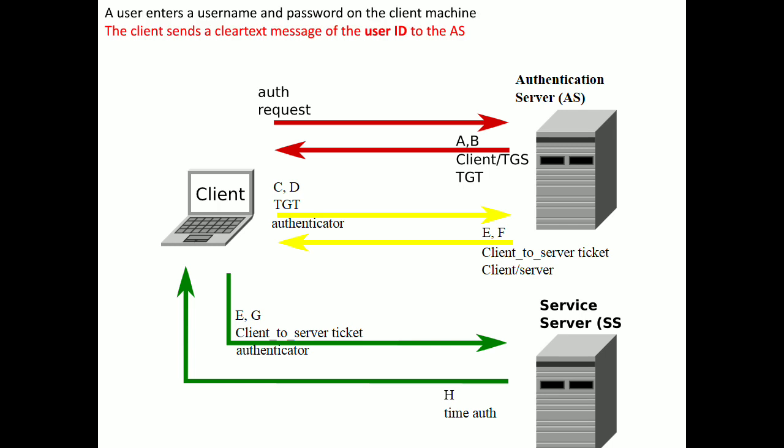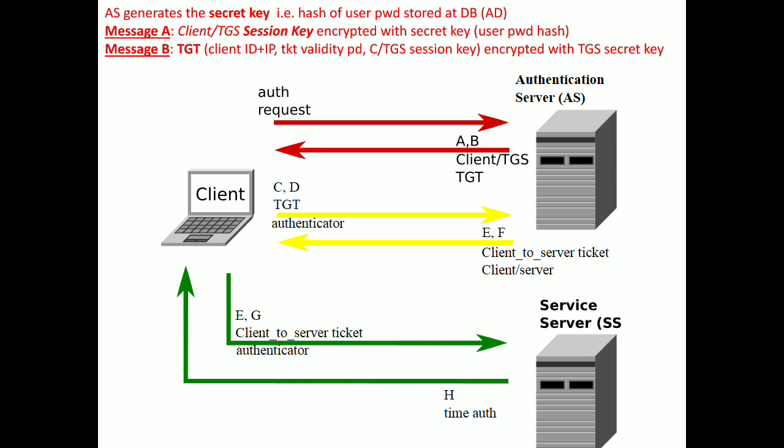Now, the user enters his credentials, that is username and password, on the client machine. Then the client machine sends the user ID only, in clear text, to the authentication server, that is the KDC. Now, KDC or the authentication server generates the secret key by hashing the user password stored in a database. For example, in the case of the Microsoft implementation, this database is Active Directory.